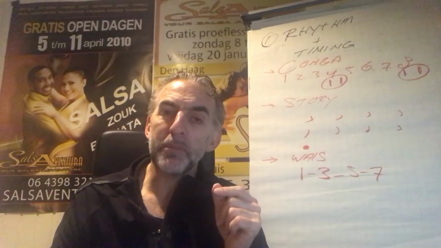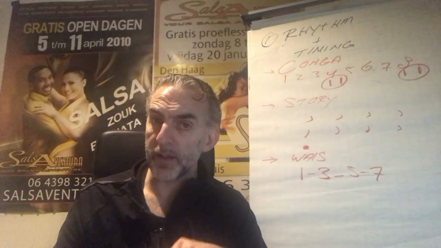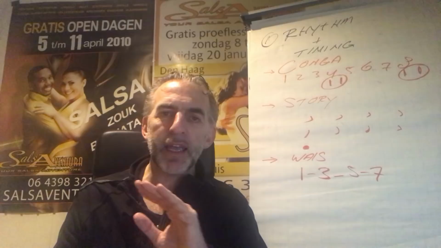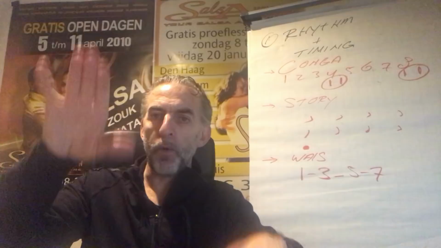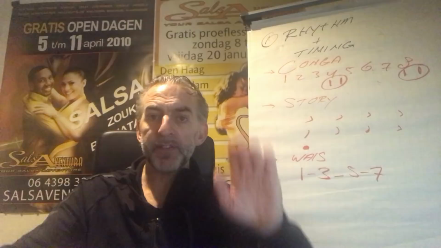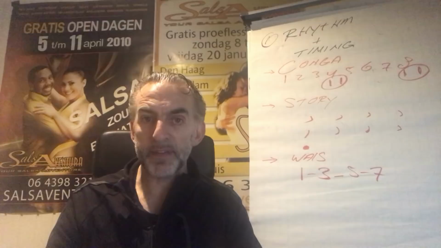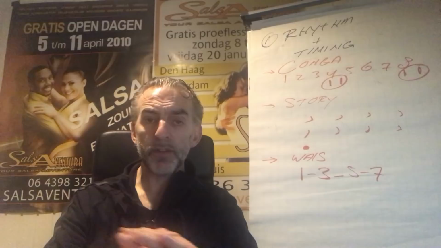And then I tell them, all you now need to do is make one little extra step between 1 and 3, and one little extra step between 3 and 5. And then something incredible happens. People go 1, 2, 3, 4, 5, 6, 7, 8. 1, 2, 3, 5, 6, 7. And they're stepping in place. And actually now they're dancing salsa, because that's the basic neutral step in place.